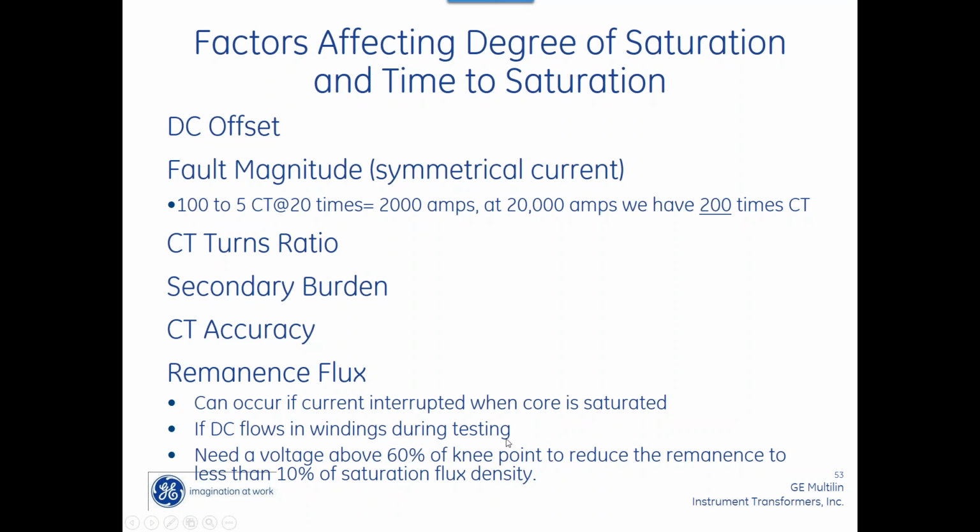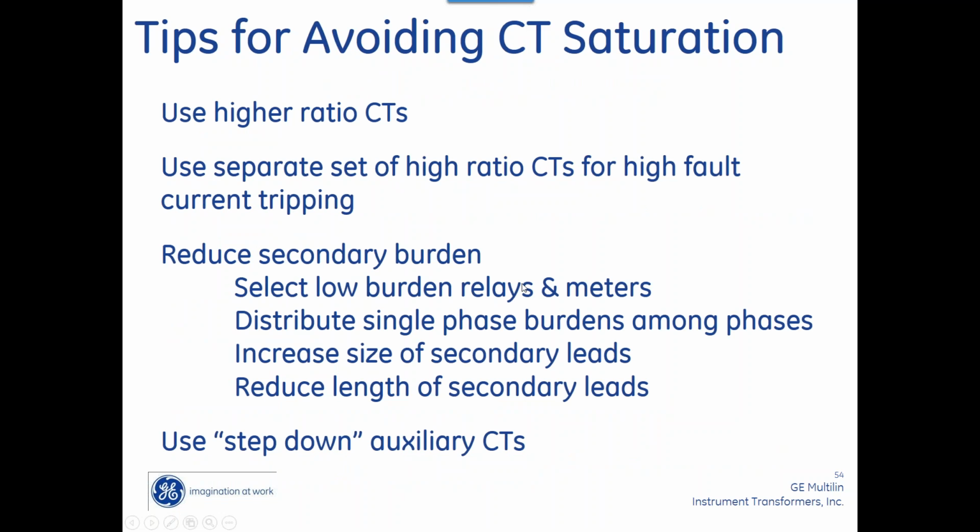That's if the core interrupts when the core is saturated. DC flows into the windings; you need a voltage above 60% of knee point to reduce the remnants to less than 10% of saturation. Unfortunately, a lot of times you'll hear somebody say, I demagnetized the CT for remnant flux. Problem is, next time that thing is energized, depending on where it cuts off in the cycle, you may just put it right back.